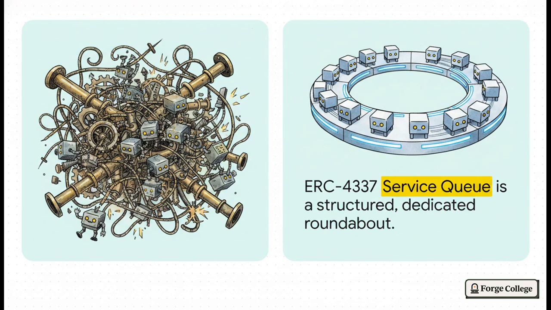In the traditional setup, which we call externally owned accounts, things are frankly a bit chaotic. It's like a messy do-it-yourself intersection where users just broadcast their transactions directly into a public mempool for miners to grab. Every wallet just kind of fends for itself. ERC-4337 completely replaces that chaos with a highly engineered, standardized roundabout. We call it the service queue. It creates a dedicated lane that completely separates what you want to do from the actual execution of that action.